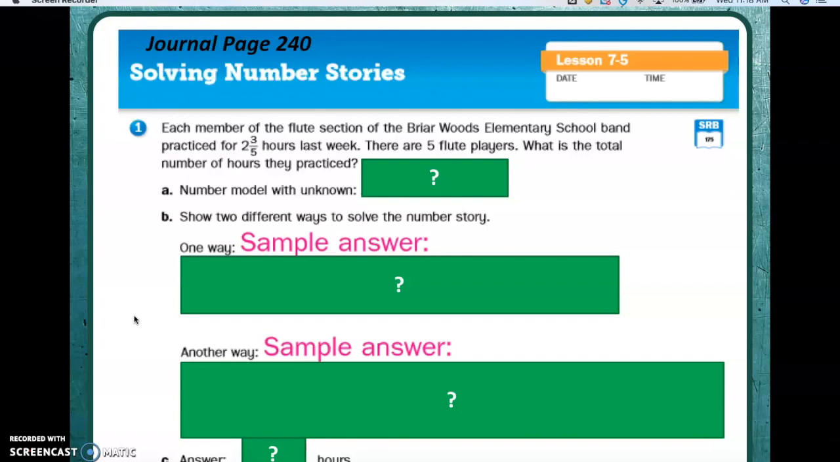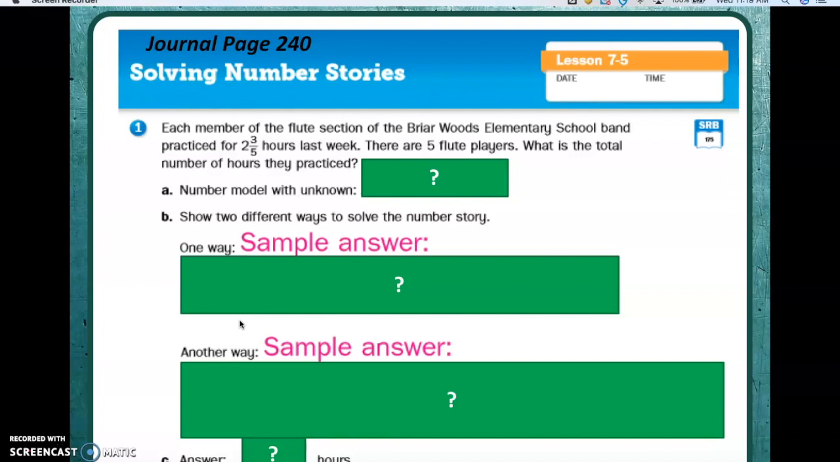If you want to watch number 1 and get some more practice, you may, and then you can move on to number 2, 3, 4, 5, and 6 on your own. All right, pause the video and then come back when you're ready.